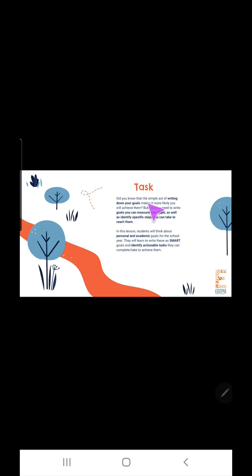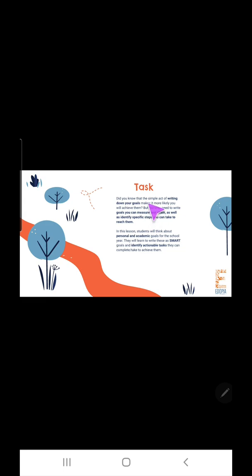Did you know that the simple act of writing down your goals makes it more likely you will achieve them? But you also need to write goals you can. So for our tutorial, I'll read this back to us. So this was our task in simple. It's what we've just been talking about. So did you know that the simple act of writing down your goals makes it more likely you will achieve them? So guys, why do you think that is?